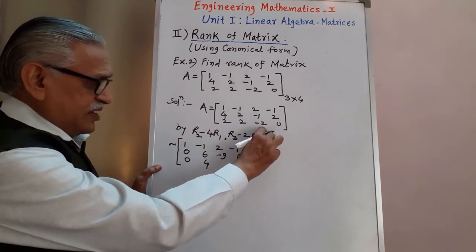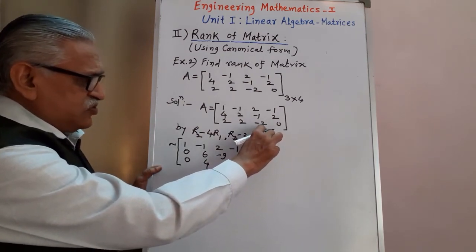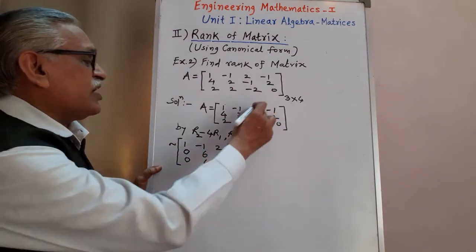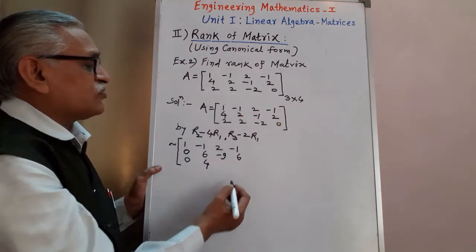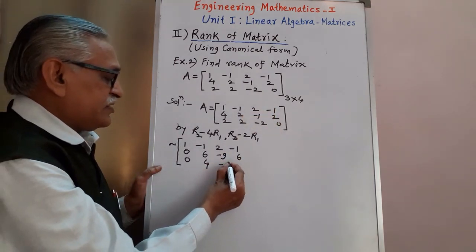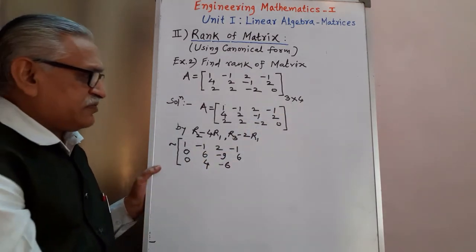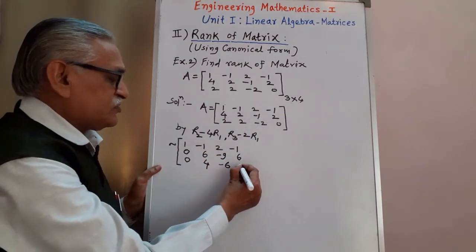Then minus 2 minus 4 times 1, sorry, minus 2 minus 4, it is minus 6, and 0 minus minus 2, plus 2, we get 2.